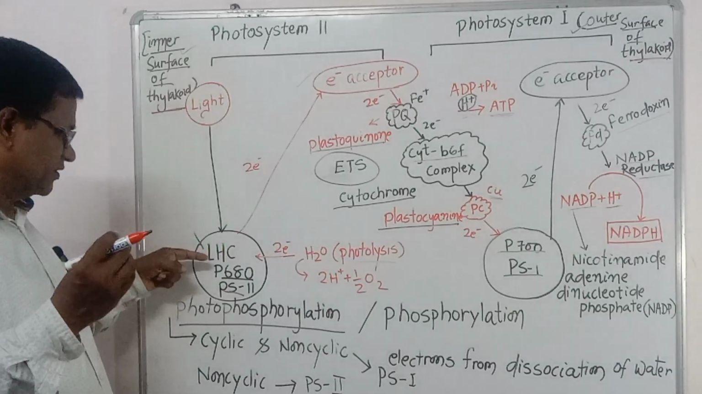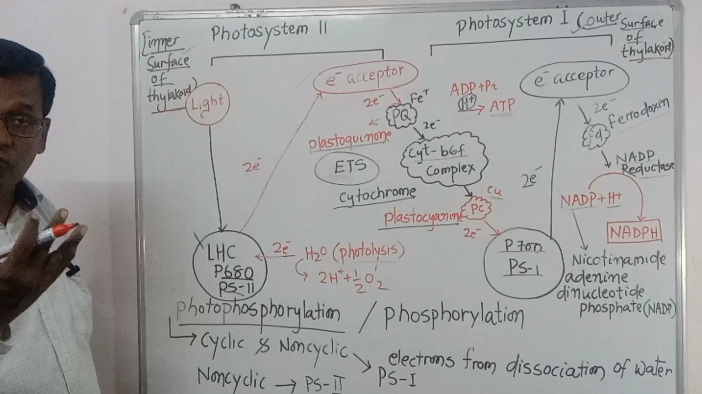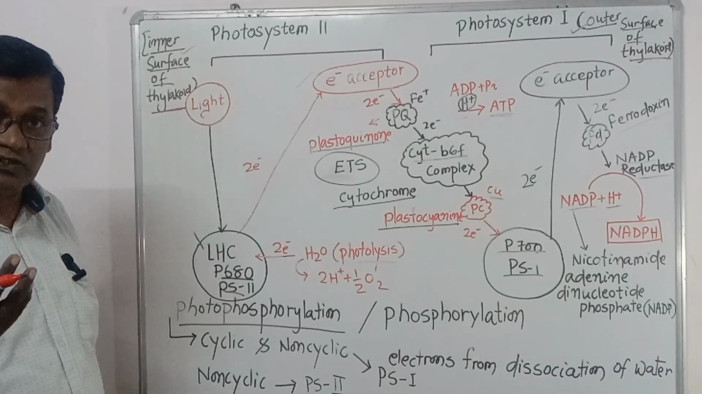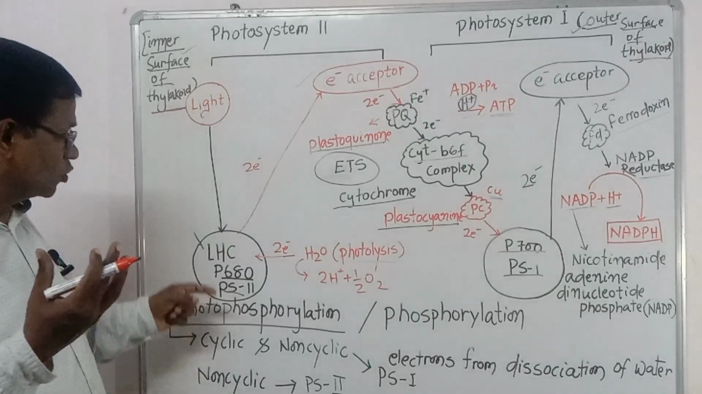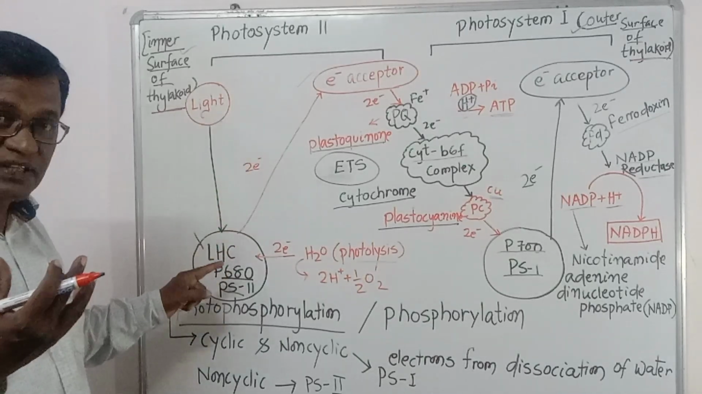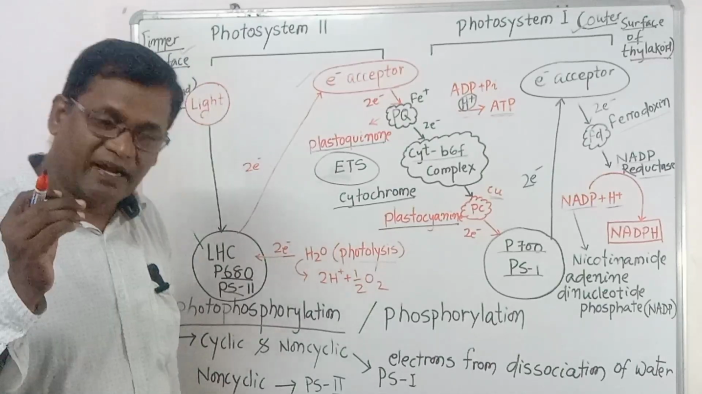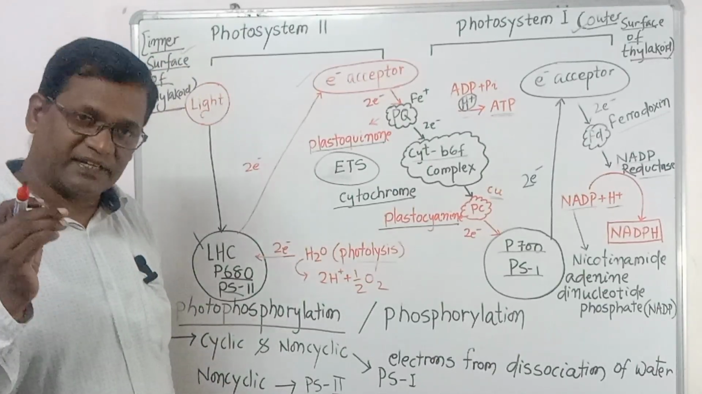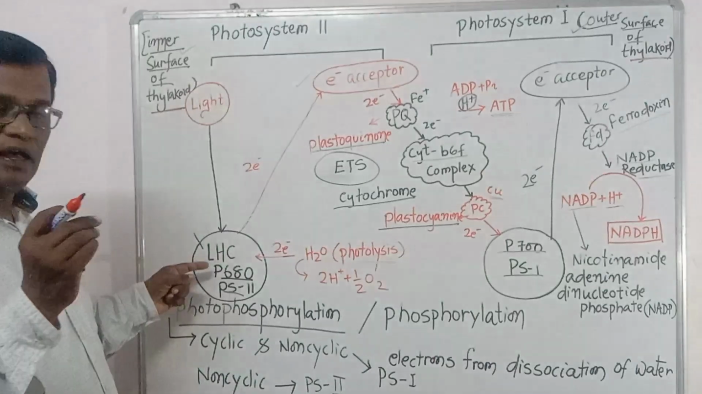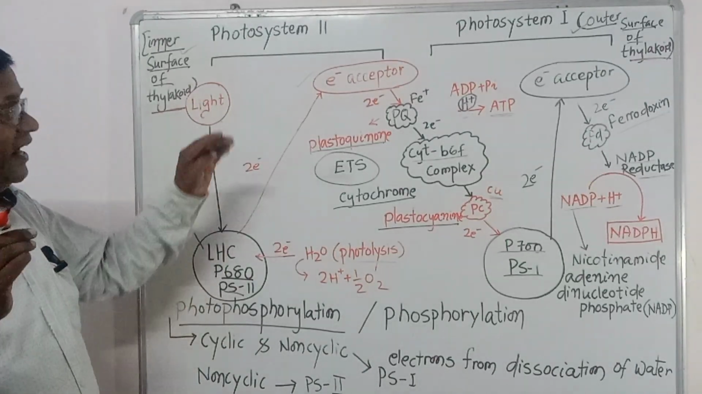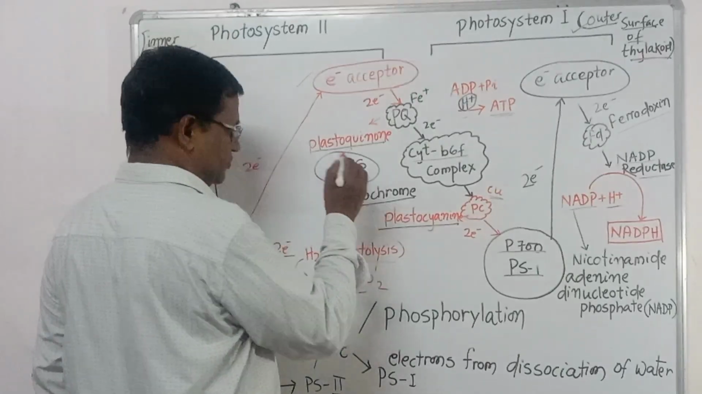When the sunlight falls on the light harvesting complex, the photosynthetic pigments present there get excited. After the excitation, the electron is released, and it is received by an electron acceptor. When the electron acceptor accepts the electrons released by the light harvesting complex, they enter the system called the electron transport system.